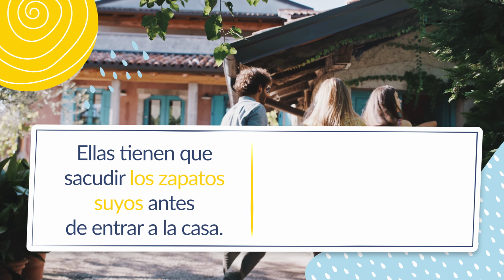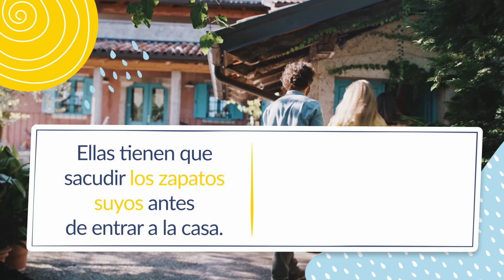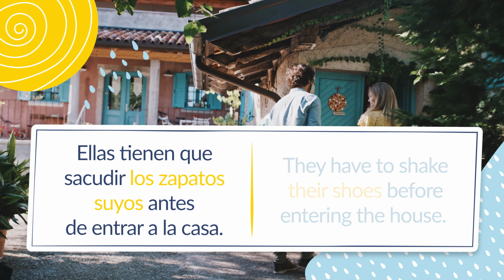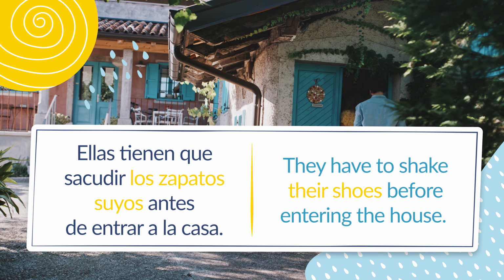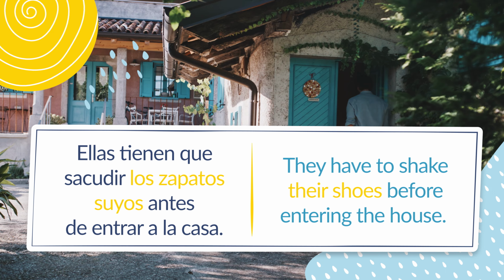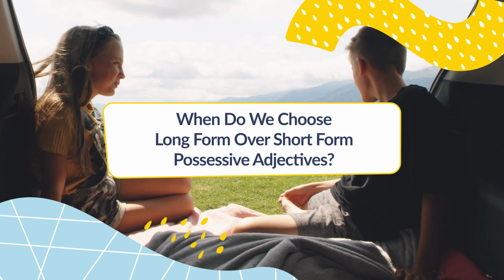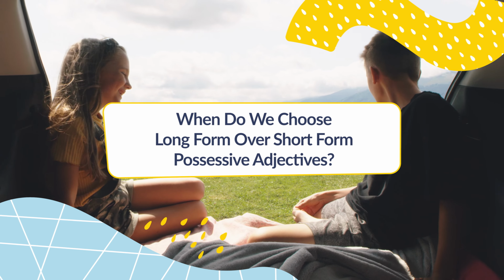We just put them right after the noun, and we include a definite article before that noun. For example, ellas tienen que sacudir los zapatos suyos antes de entrar a la casa. They have to shake their shoes before entering the home. Notice how the adjective suyos comes after the noun. Making sense so far? Which brings us on to when do we choose long form over short form possessive adjectives?